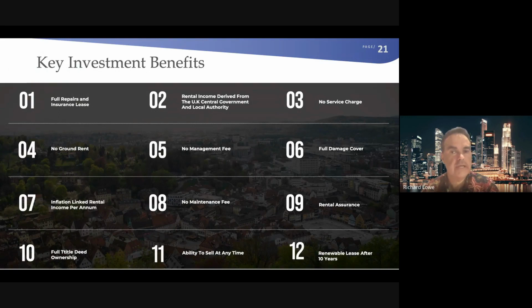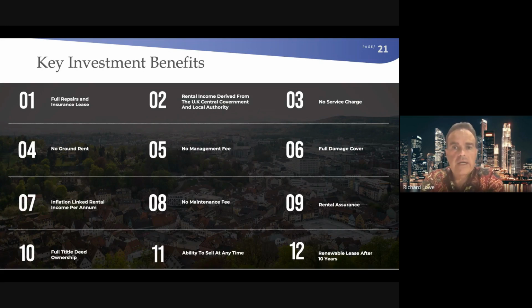Now, what are some of the key benefits of investing into a social housing property compared with a traditional property? And they're numerous, as we can see on this slide. One of the main benefits is, number one, a full repairs and insurance lease. Basically, what that means is the housing association, which is really the property manager, pays for all of the repair and maintenance. So you don't have the repair and maintenance issues that would go with a traditional buy-to-let property, where you are going to be having to pay for those repairs and maintenance. As the property gets older as well, it probably needs more repair and maintenance and starts to eat away into your yields.